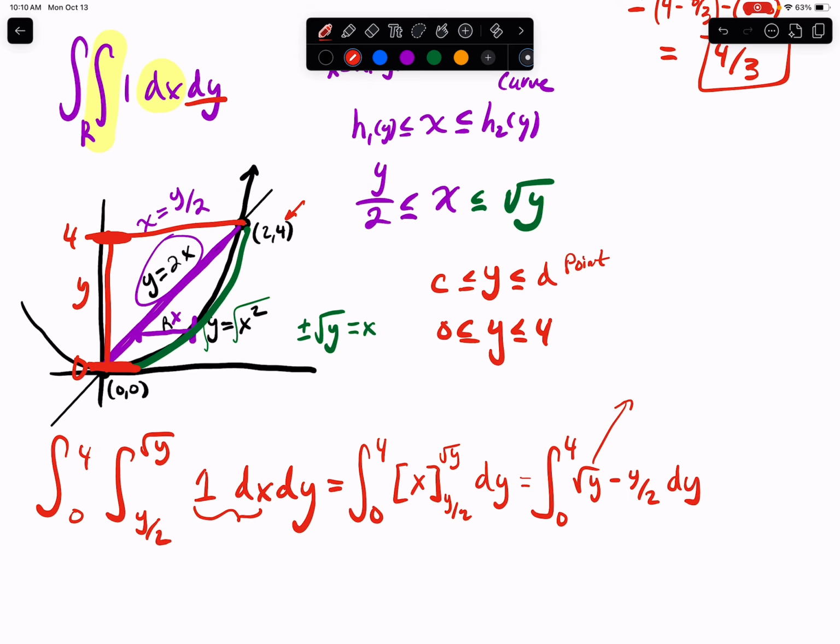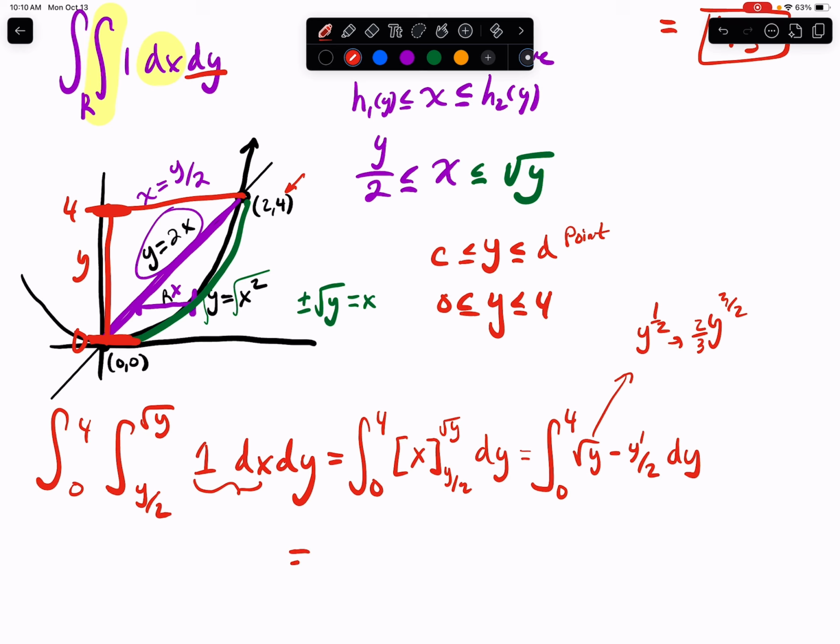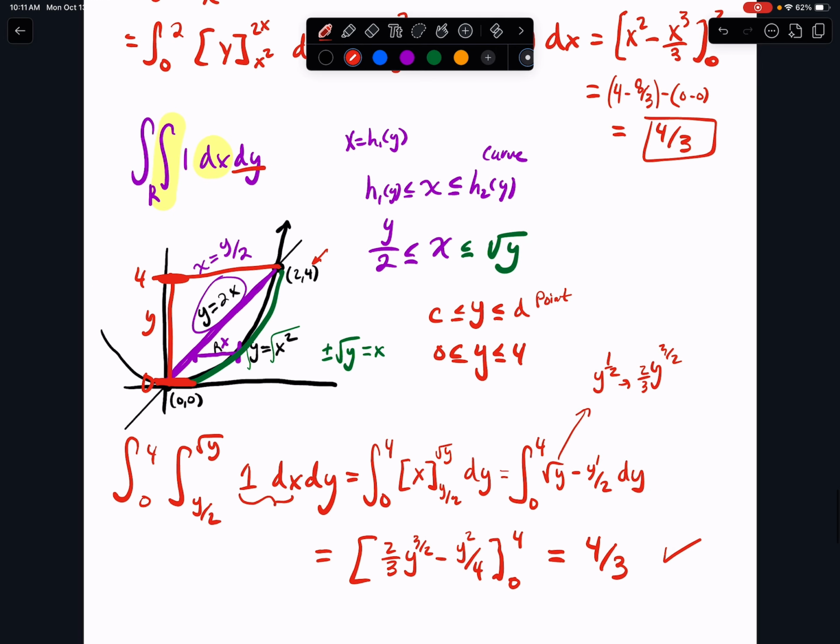Okay, y to the 1/2, integrate, add 1 to it, is y to the 3/2 divided by 3/2, which is multiplied by 2/3. So that's the integral there. If I integrate that, I get 2 over 3, y to the 3 over 2, minus, add 1 to it, y squared over 2. 2 and 2 is 4. 0 to 4. Do the math there, you're going to get 4/3 again, which is what you want.